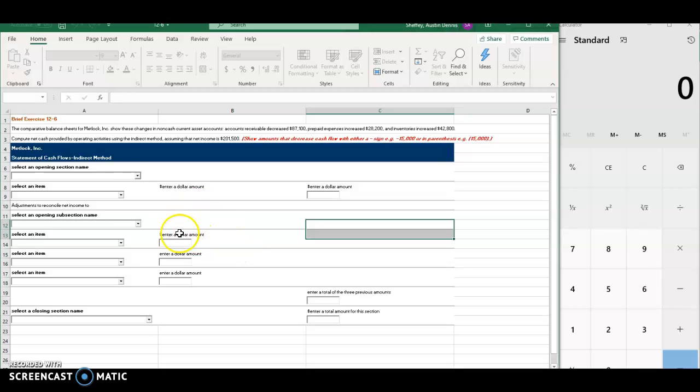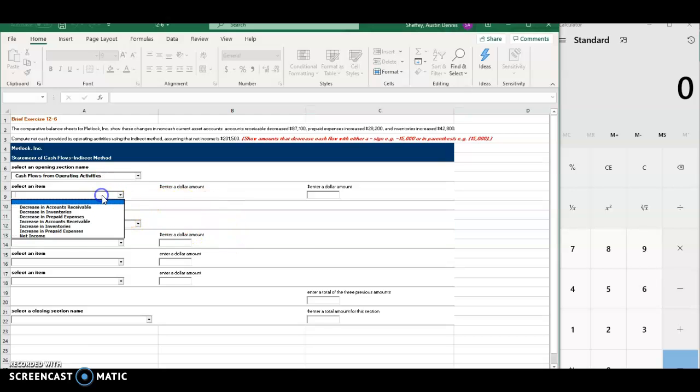$201,500. To start off, we have to come up with the name, and for the name, we're going to be doing cash flows from operating, because we know it's the operating activities. We have to put the net income in here so we can build off for the net cash provided. For my problem, the net income is $201,500.